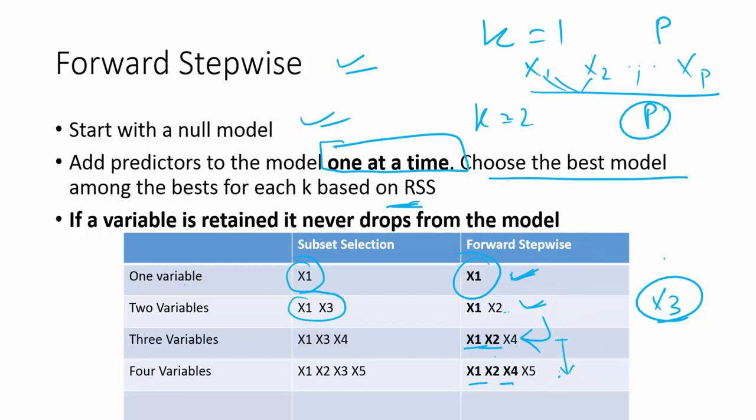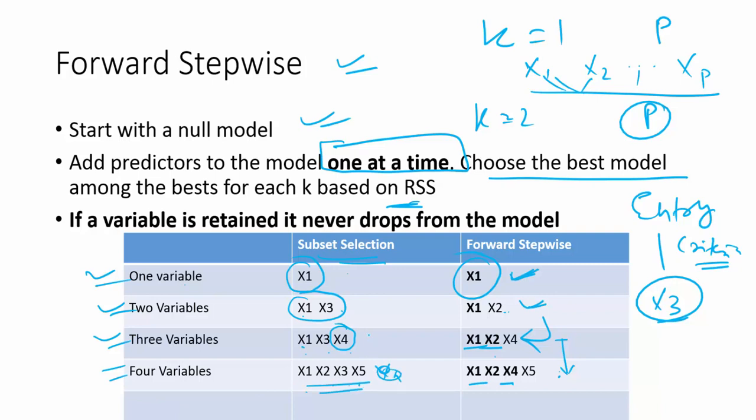So x3 did not meet what is known as an entry criteria. If it is there in one variable selection, it will definitely be there in two variable selection, right? Now if you look at subset selection here, x4 is part of the three variable model, but it's not part of the four variable model. That will never happen in forward stepwise. In forward stepwise, if it's part of the three variable model, all three variables x1, x2 and x4 are a part of the four variable model.